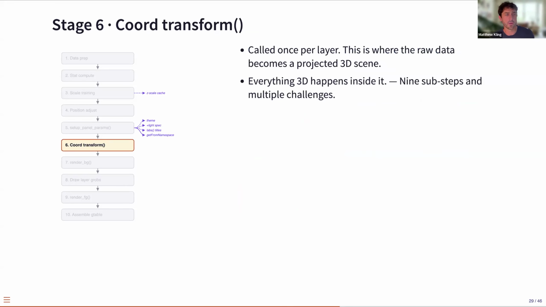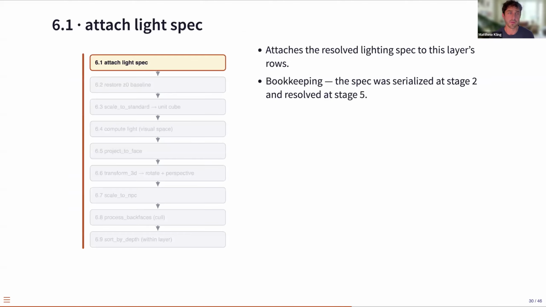Then we have the three-dimensional coordinates transform method. This is a very dense part of ggcube. This is where the three-dimensional data gets transformed into a two-dimensional visualization, essentially. So this is where all the 3D stuff happens. Kind of zooming into this stage.